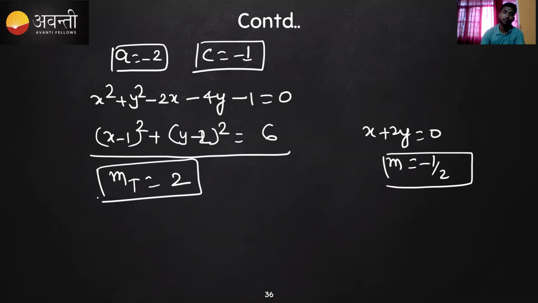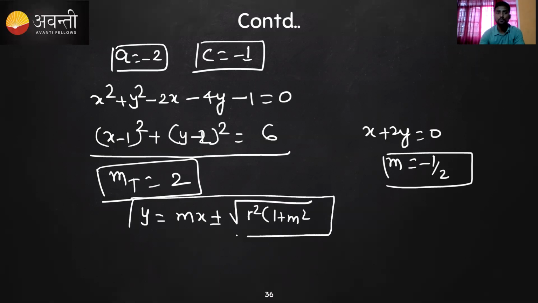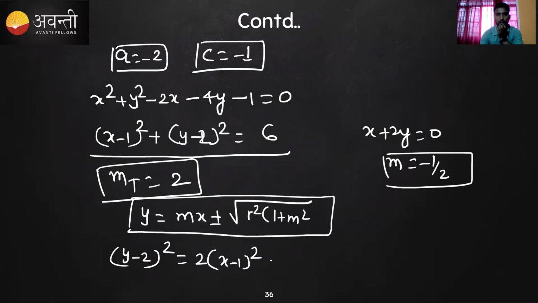So again, what you can do, you can simply find the equation of this tangent, that will be y is equal to mx plus minus root under r square into 1 plus m square. You know this in the slope form, the equation of the circle. Okay, so from here you can see it is not x square and y square, it is y minus 2. So you can write y minus 2 whole square is equal to 2 times x minus 1 whole square plus minus root under r square, this is basically 6, and again it is 1 plus m square.